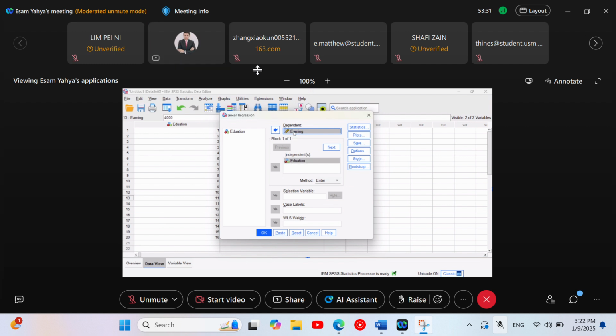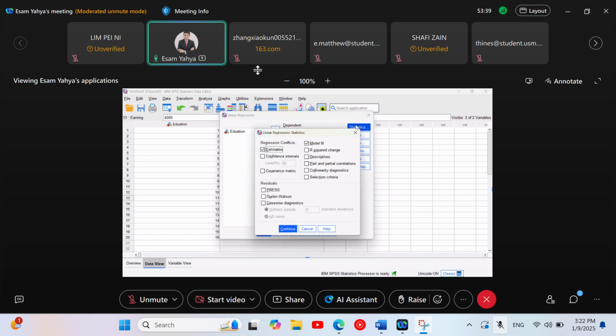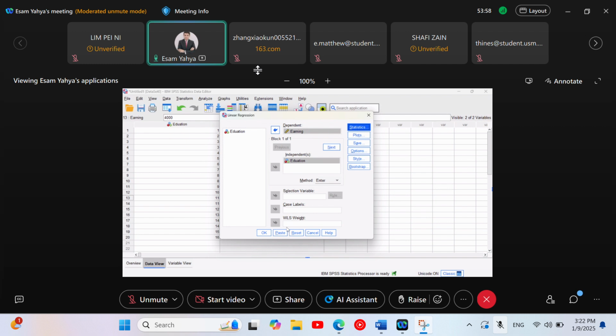Okay. Once I select which one is dependent and which one is independent, we have here one option called Statistics. So we click on Statistics. Yes, we need R squared change and we need descriptives, so you can select these two. Residuals, we don't want to mess with, because we didn't study the residuals. So I will just select Continue.